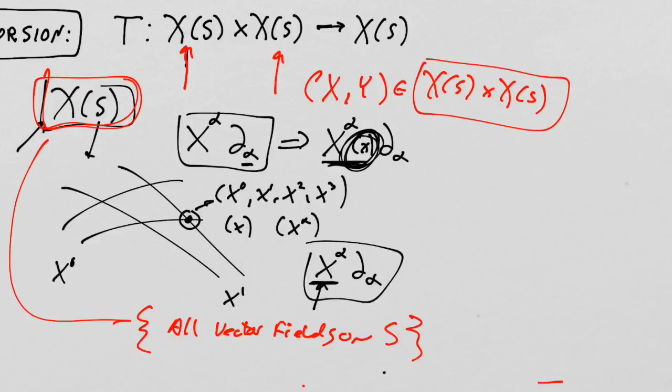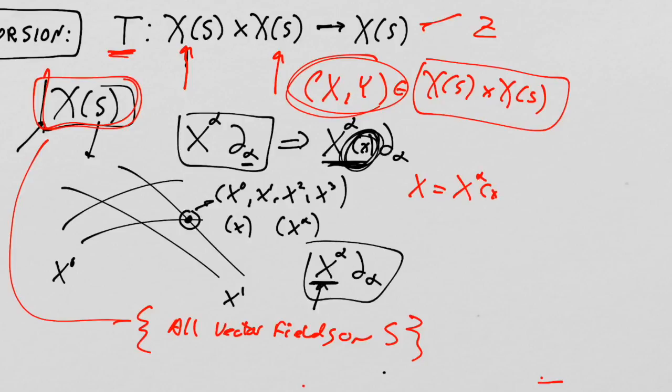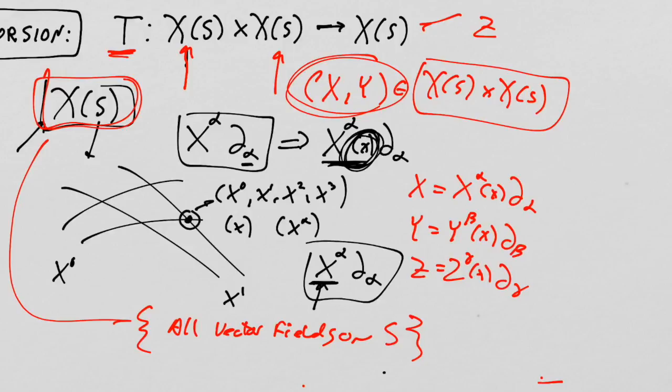And you guys know by now that I don't mind repeating myself and that this is sort of old news. So T is a function that takes an ordered pair, that takes an X and a Y, and it returns a Z. And in each of these cases, X is understood to be X alpha, a function on spacetime, partial alpha. Y is Y beta, a function on spacetime, partial beta. And Z is Z gamma, a function on spacetime, partial gamma.